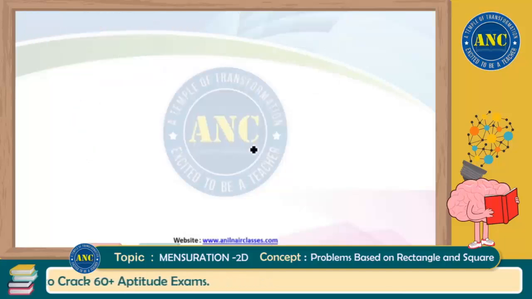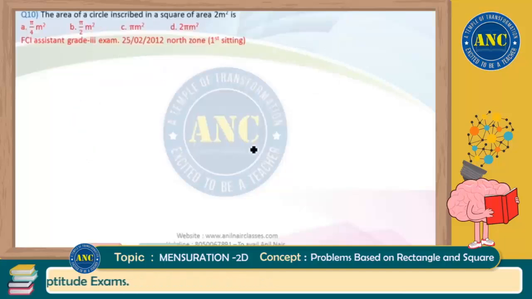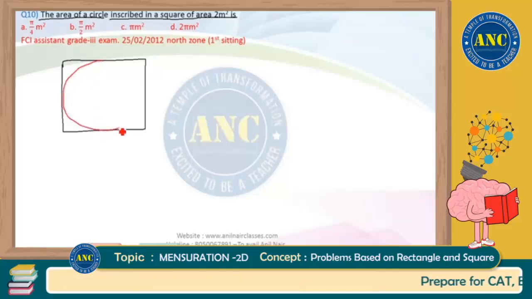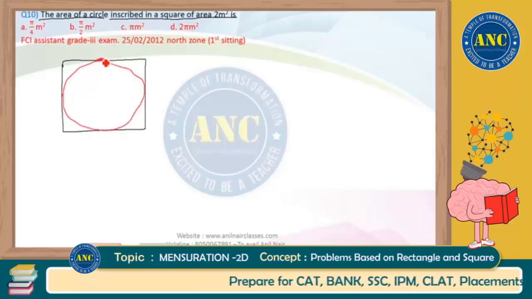Let me take one more question of a similar type so that you will understand it better. The area of a circle inscribed in a square of area 2 meter square. Now, the area of the square is given right now. That means this square area is given as 2 meter square. I need to find the area of this circle which is inscribed in it.